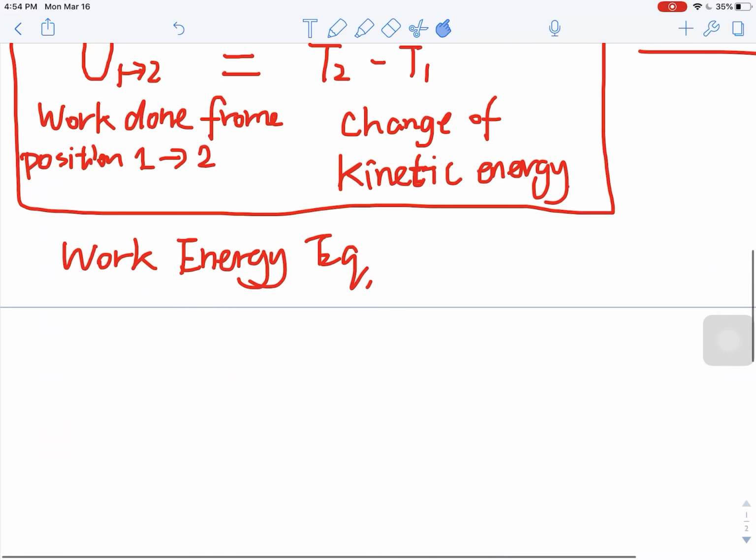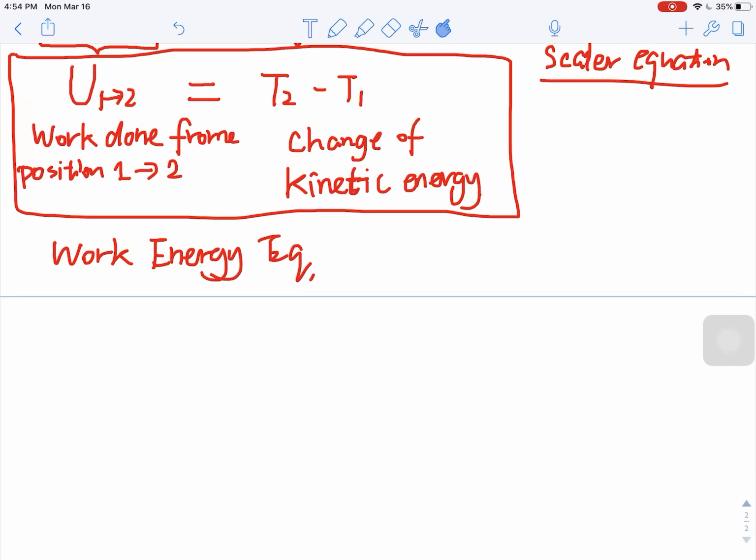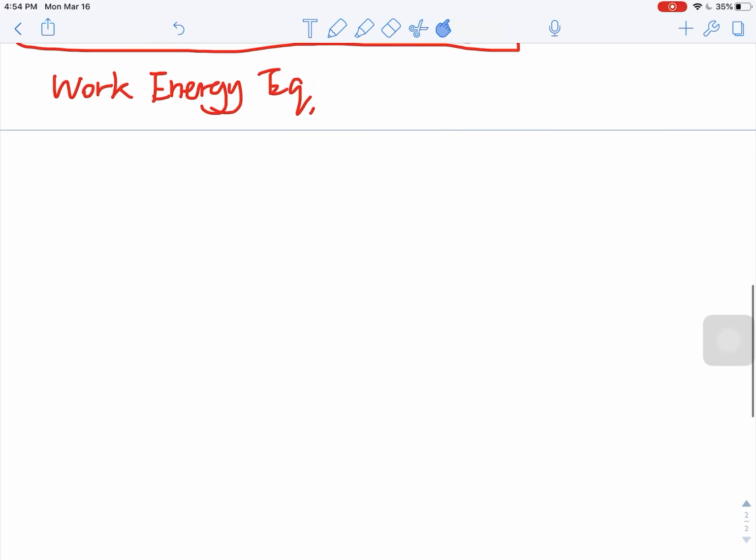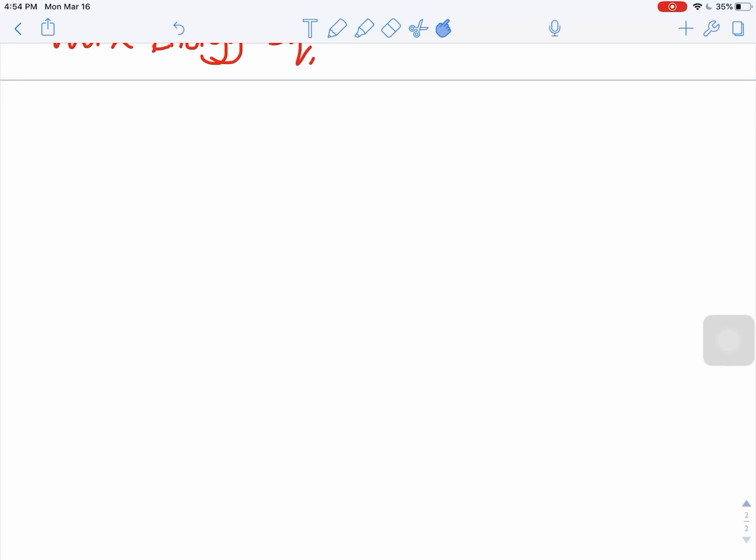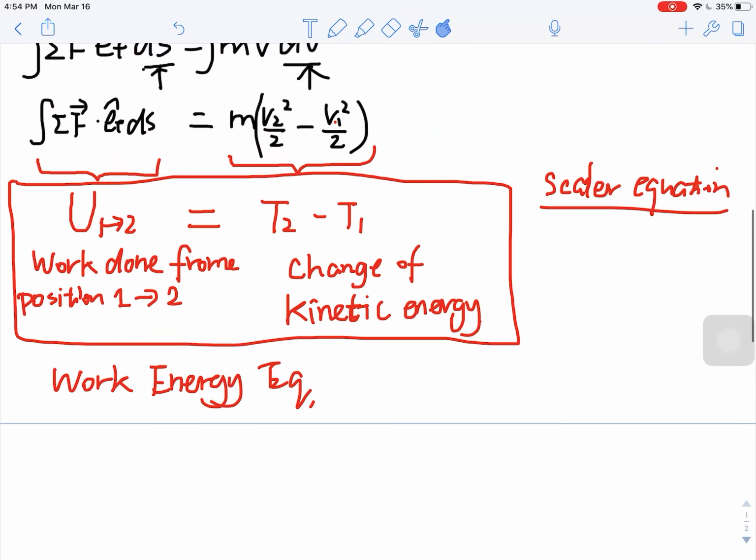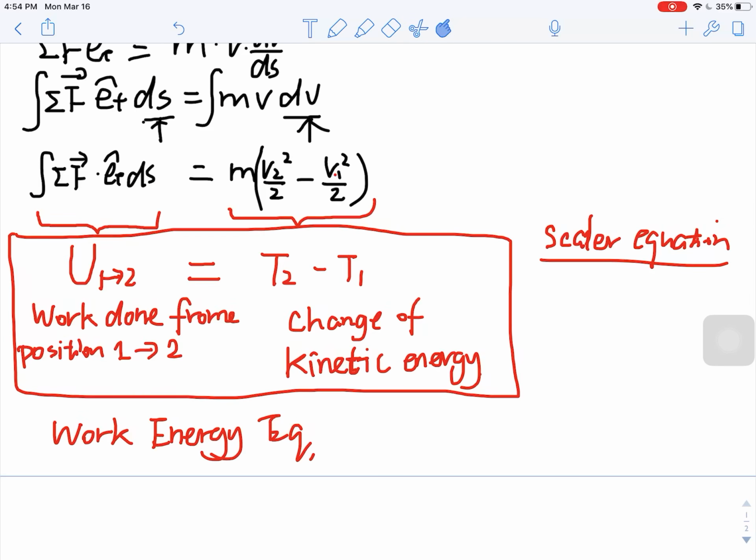So let's remember the work energy equation is a scalar equation. It's a little bit different from what we did previously. We used tons of vector equations before. So this is the introduction of the work energy equation, part 1.